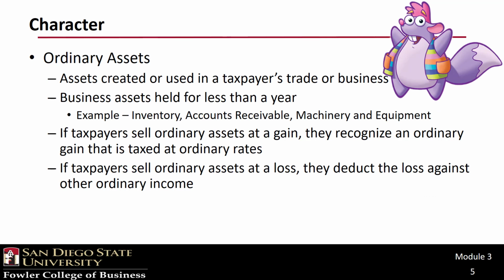If Tico could talk, he'd tell us that ordinary assets are the flip side of capital assets, and that sales of ordinary property result in ordinary gains and losses. That's right, Boots. Ordinary gains are taxed at ordinary rates.